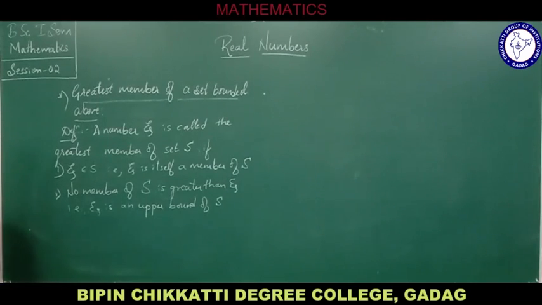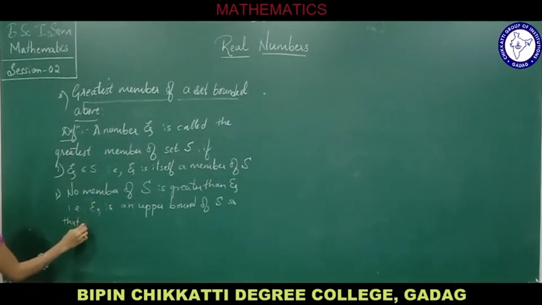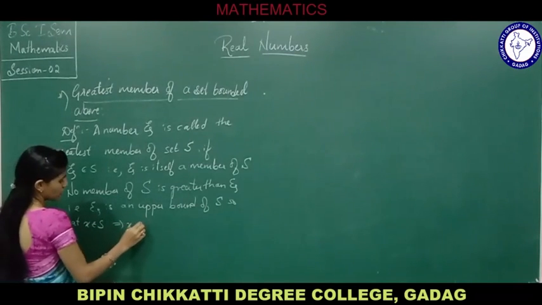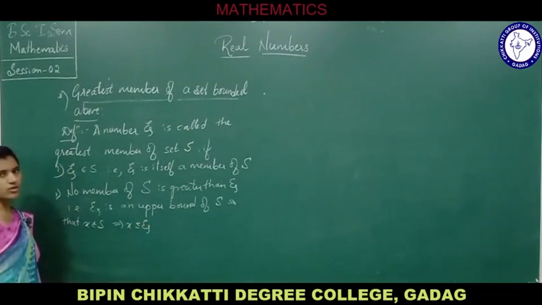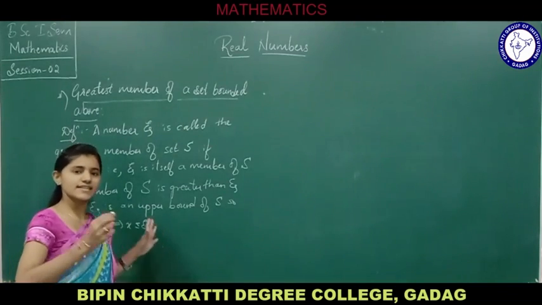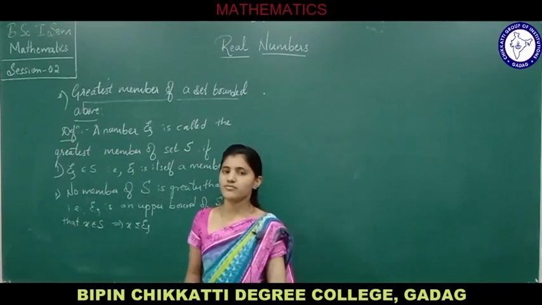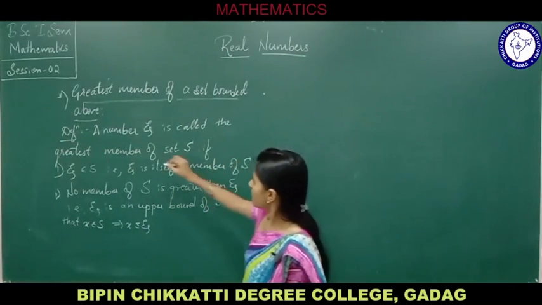If it is an upper bound of S, how are we going to write it? So that x belongs to S implies x is less than or equal to this epsilon. Then what are we going to say? Thus the greatest member of a set bounded above is a member of the set as well as an upper bound of the set. Means this greatest number is also going to be the upper bound of the set.